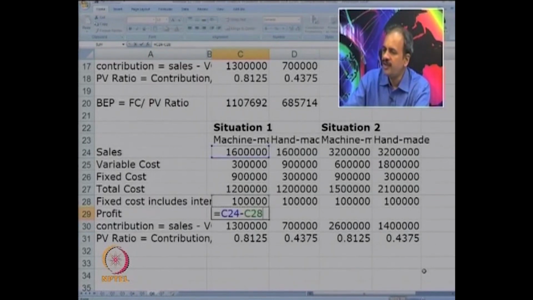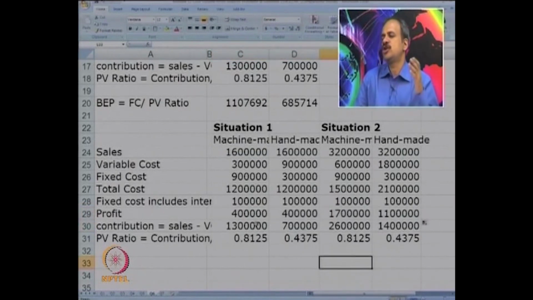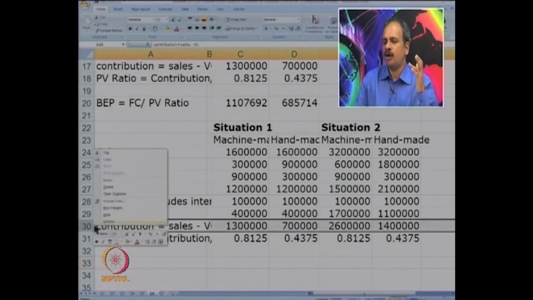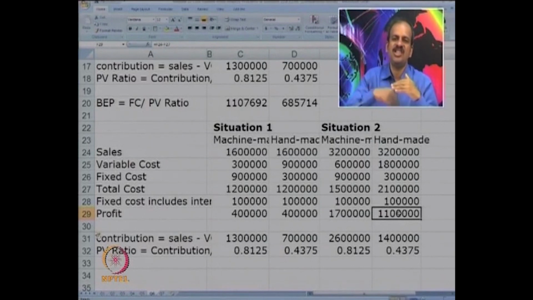You know that profit is sales minus total cost. Situation 1, the profit was same for both, 4 lakh, 4 lakh. Now you can see the profit is 17 lakhs and 11 lakhs. So profitability of a machine system has increased much more.